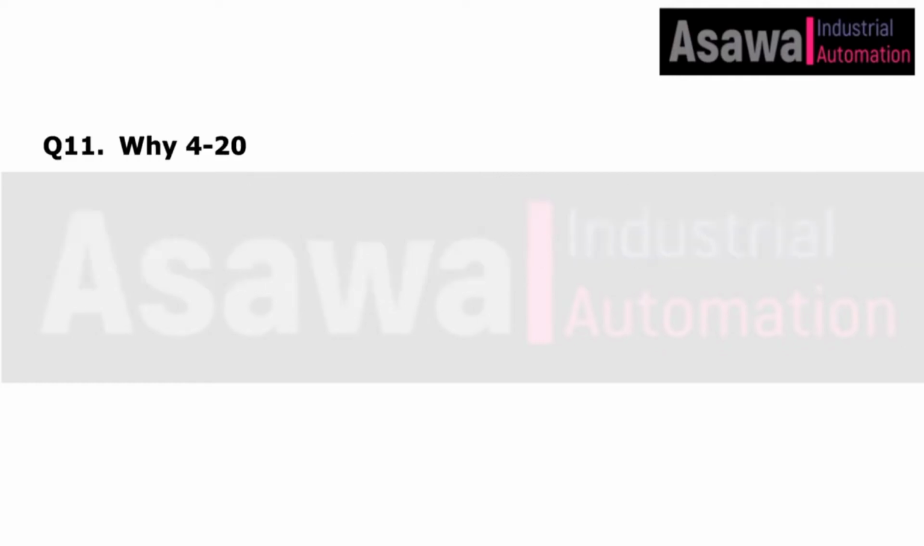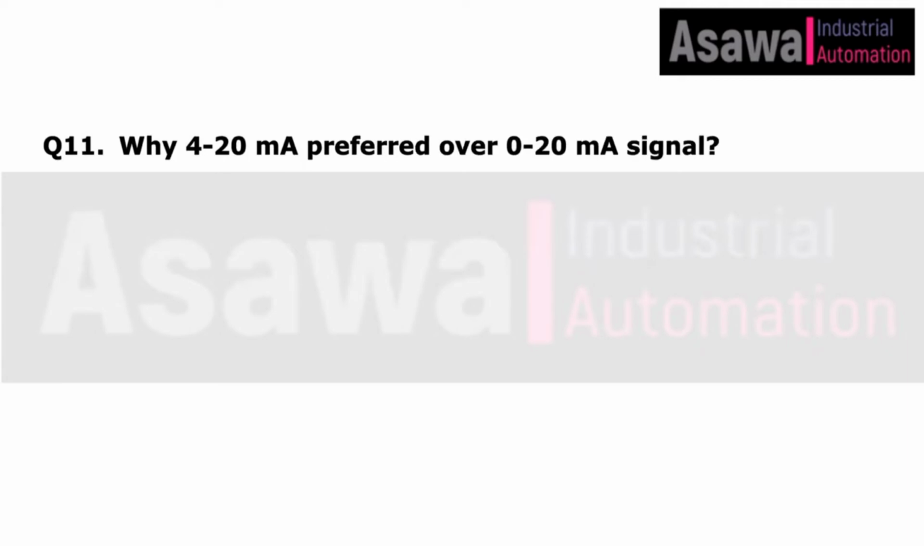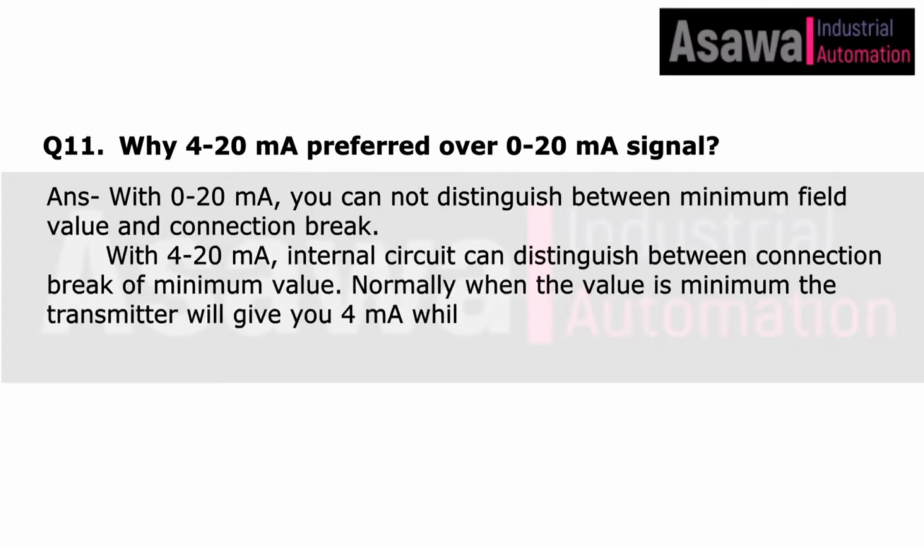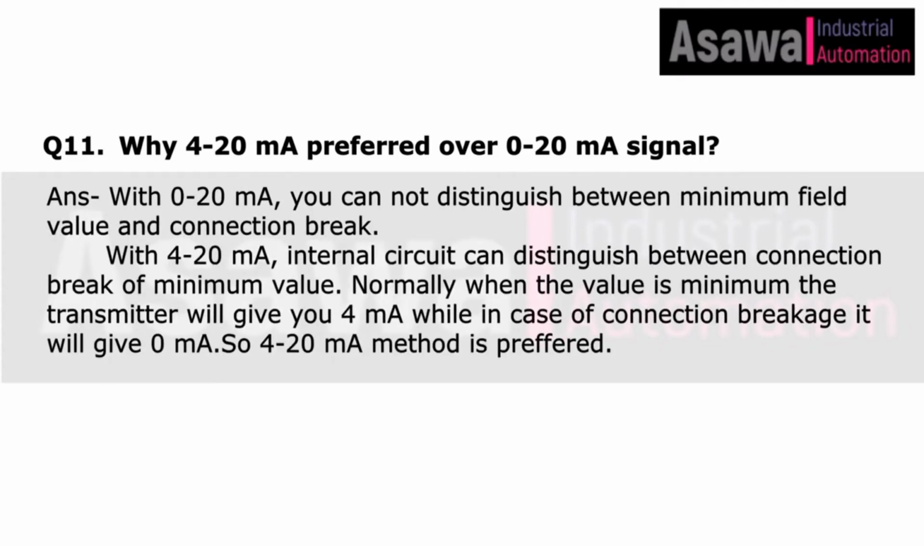Question 11. Why is 4 to 20 mA preferred over a 0 to 20 mA signal? With 0 to 20 mA, you cannot distinguish between the minimum field value and a connection break. With 4 to 20 mA, the internal circuit can distinguish between a connection break and the minimum value. Normally, when the value is minimum, the transmitter will give you 4 mA, while in case of connection breakage, it will give 0 mA. So the 4 to 20 mA method is preferred.